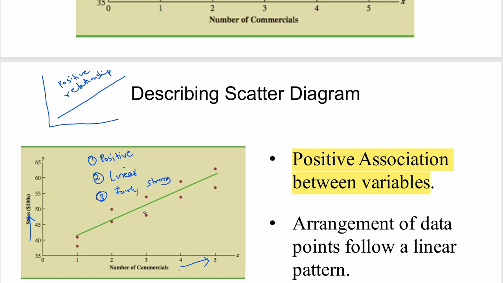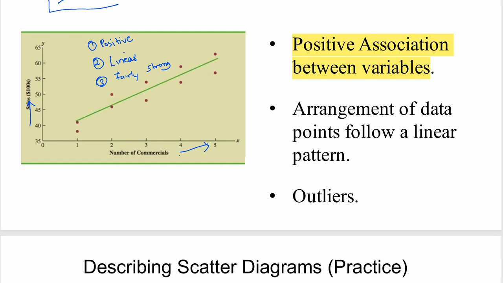Now I say fairly strong because I haven't used statistical tools to test how strong the relationship is. But in later chapters we will discuss that. And so it follows a linear pattern, it is positive and is fairly strong. Now the last thing we can talk about is other outliers.